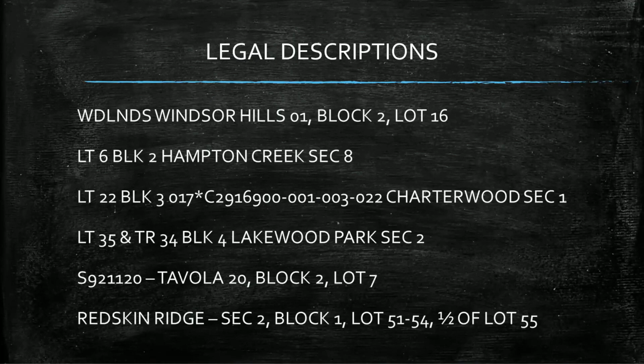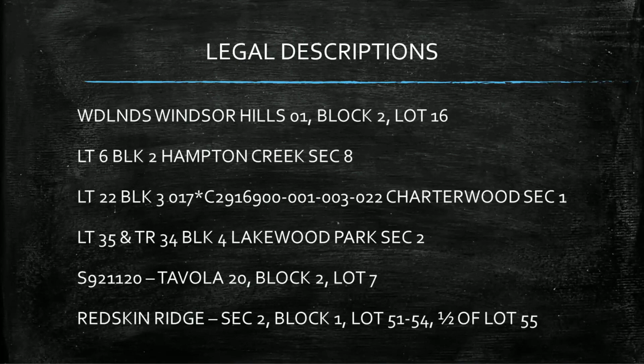Let's look at the next one. Lot 35 and Tract 34, Block 4 of Lakewood Park, Section 2. Here, what I would do is on the lot block, I would type in number 35, and then put an ampersand, and I would put NTR34. Put LT35, ampersand TR34. You can copy and paste it if it'll fit on that block. And then you type in the 4 for the block, and then copy and paste Lakewood Park, Section 2.